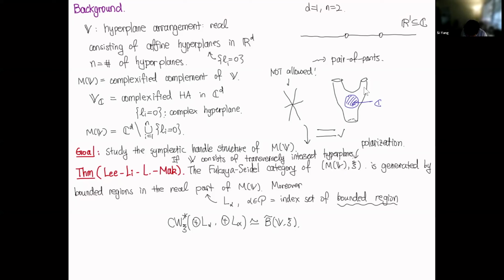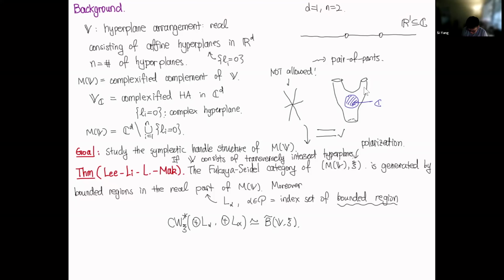And we can also think of the Fukaya-Seidel category as something you can replace by the cohomology. This is really saying something about the handle structure of the space, modulo some caveat that there are some additional handles that cannot be topologically cancelled but can be algebraically cancelled.